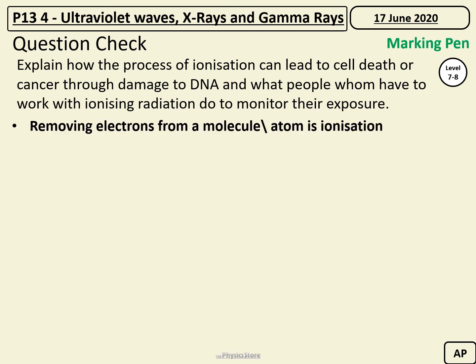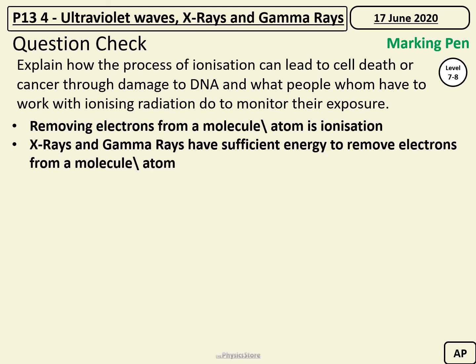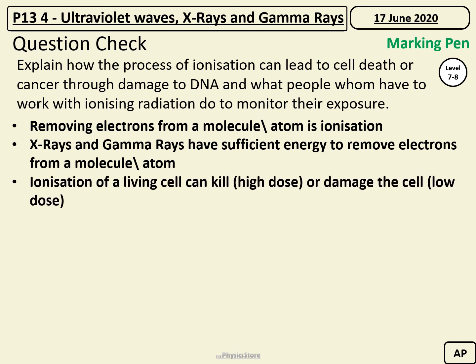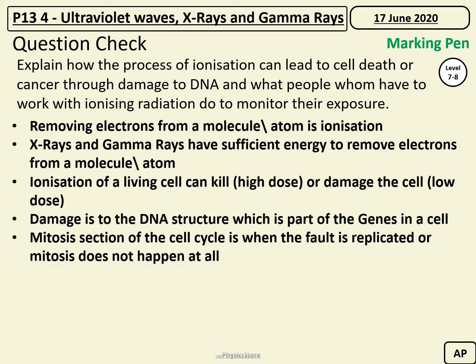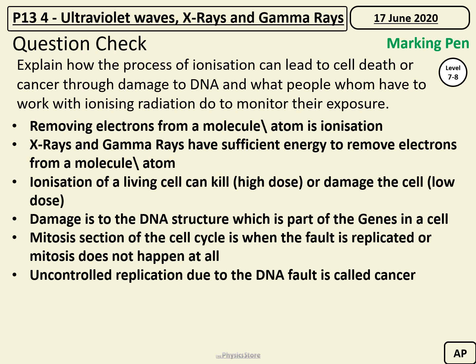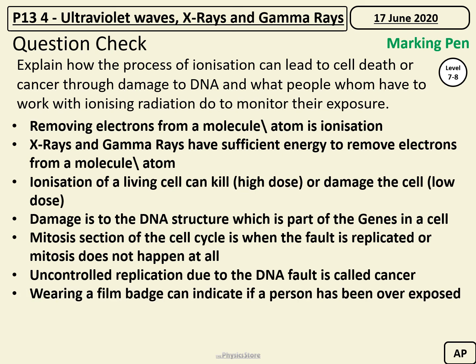Removing electrons from a molecule/atom is ionisation. X-rays and gamma rays have sufficient energy to remove electrons from a molecule/atom. Ionisation of a living cell can kill it at a high dose or damage the cell at a low dose. Damage is to the DNA structure, which is a part of the genes in a cell. Mitosis section of the cell cycle is when the fault is replicated, or mitosis does not happen at all. Uncontrolled replication due to the DNA fault is called cancer.